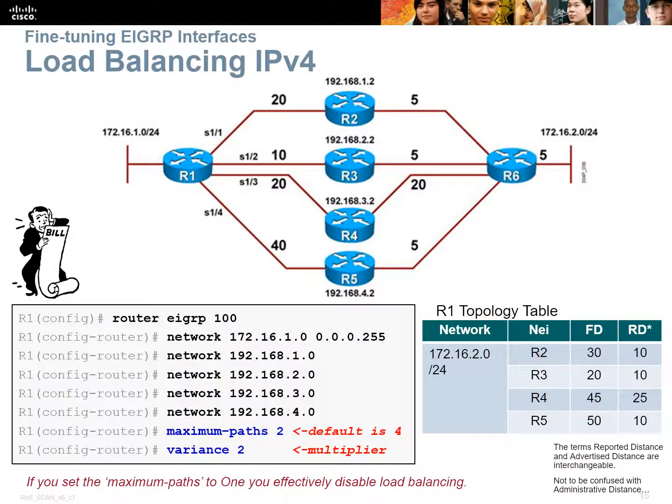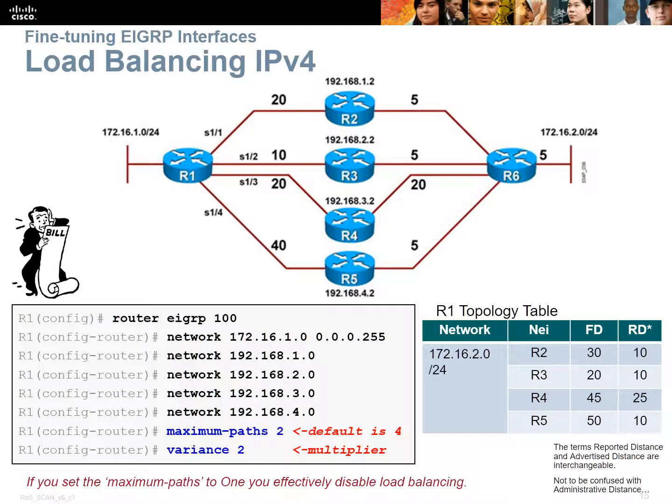But let's say we want to set up unequal cost load balancing. By default, equal cost load balancing is always there. If 2 paths are the same, they'll be load balancing. But let's say we want to use unequal costs. So what we could set is the variance command. Now be very careful because the variance command is a multiplier. So what we've said there, variance 2, means another path can be up to twice the metric of the current best path and still be considered good enough to use as an equal.